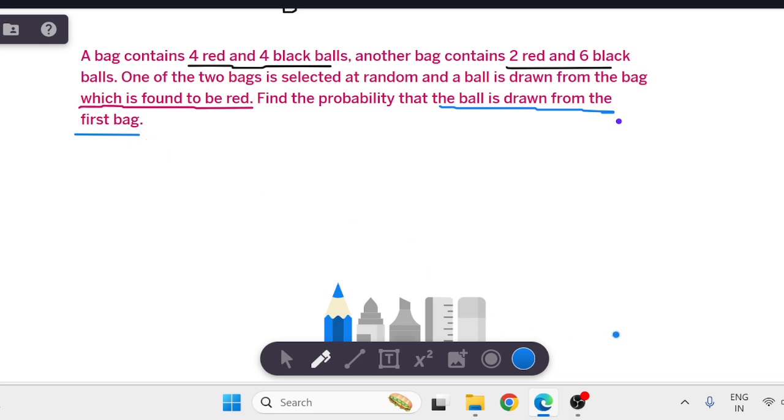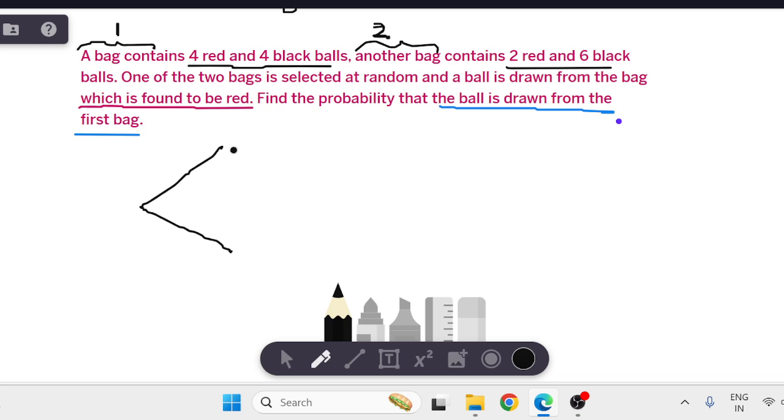As discussed earlier, the second branch is whatever is given, found to be red. And the first will be whatever probability is asked, which we have to find. So first, if you look at it, there are two bags, a bag and another bag. So how many branches? As it has two bags, this is one bag, this is the second bag, there are two branches.